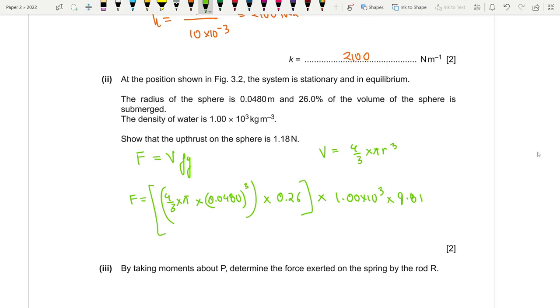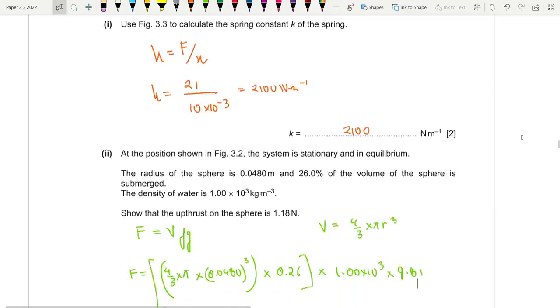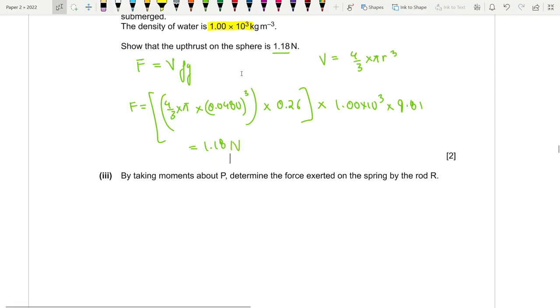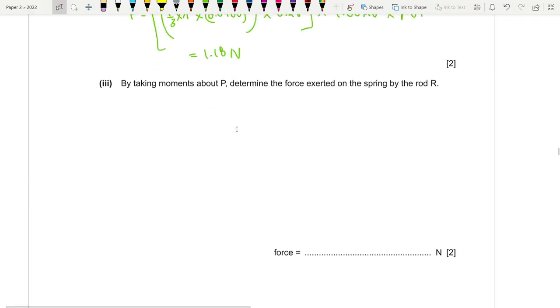Now here's the thing. Basically, all answers until now have been to 2SF, but check this data specifically. Here, everything is given to 3 significant figures, which is why we also end up with a 3SF answer, which is 1.18 newtons. Now, by taking moments about P, determine the force exerted on the spring by the rod R.